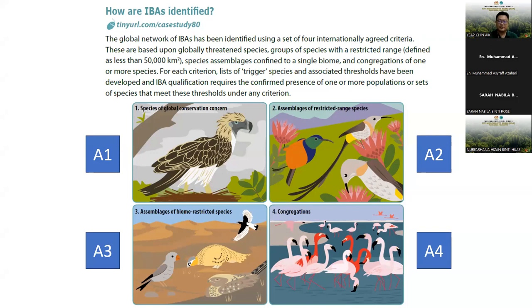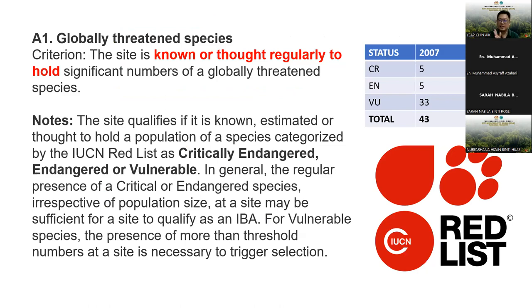So there are four criteria, which then all the participating BirdLife partners in the world use to identify their country's own IBA. So there are four criteria right now. The first one talks about globally threatened species. The second one talks about restricted range species. The third talks about biome restricted species. And the fourth talks about congregations atau burung yang suka berkelompok. Of course, all this, the wildlife currency yang diguna adalah burung lah. So let's just briefly look at each criteria.